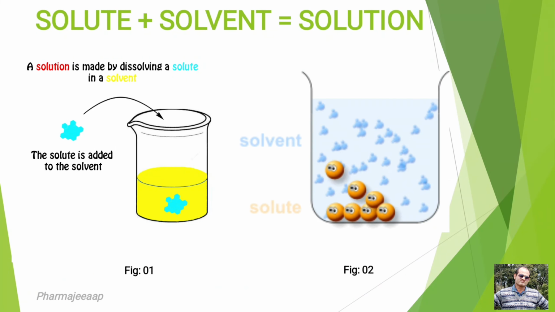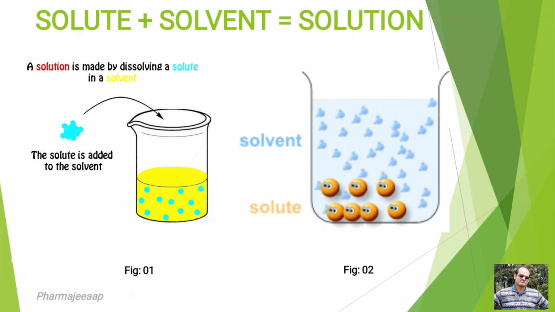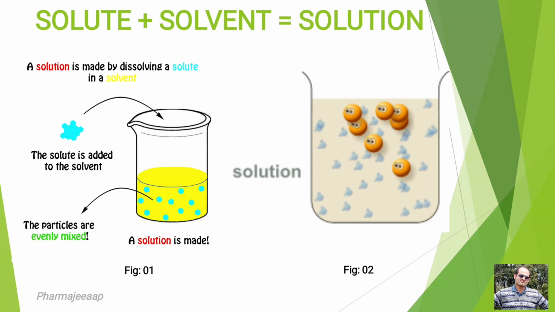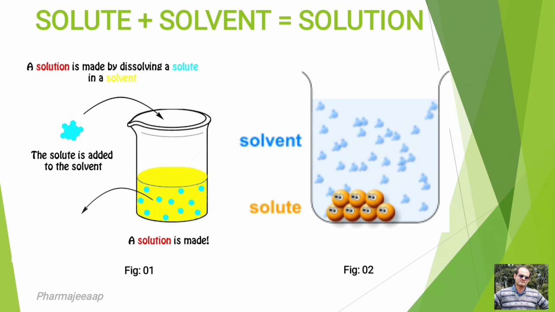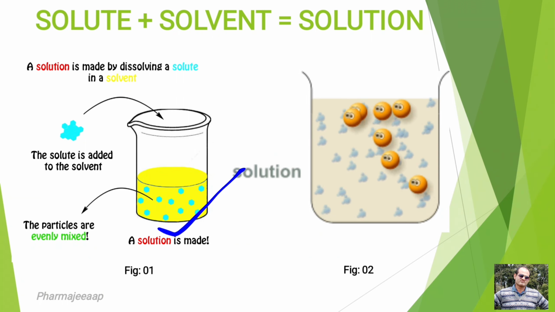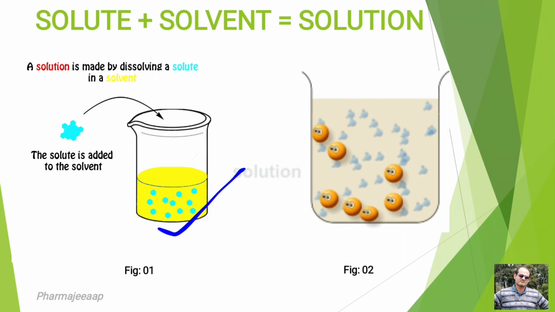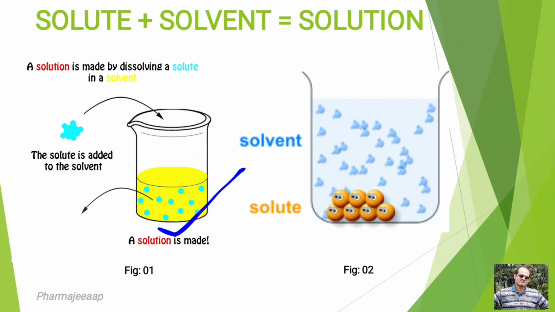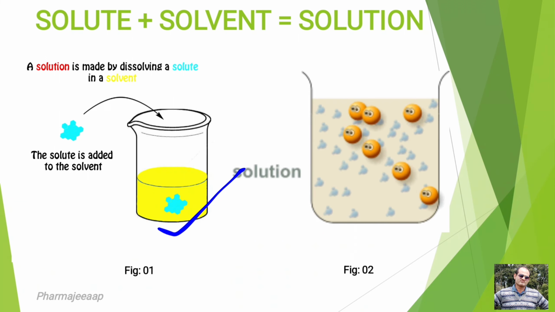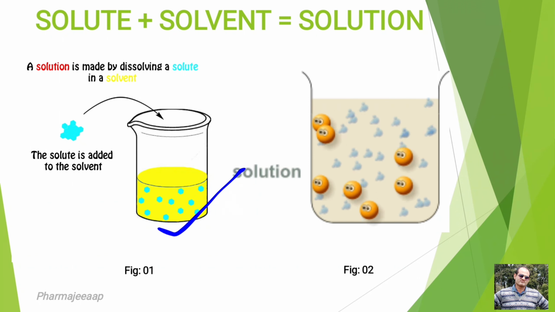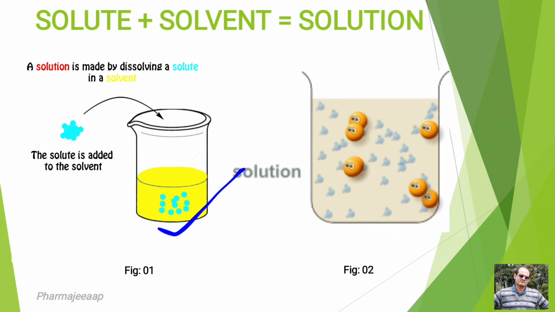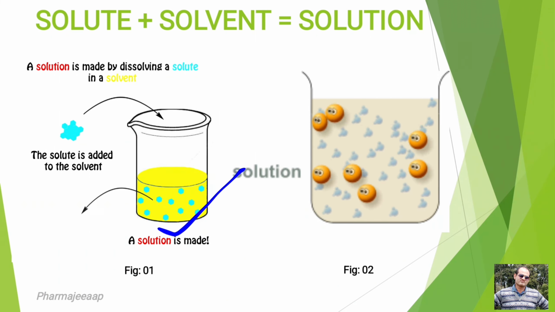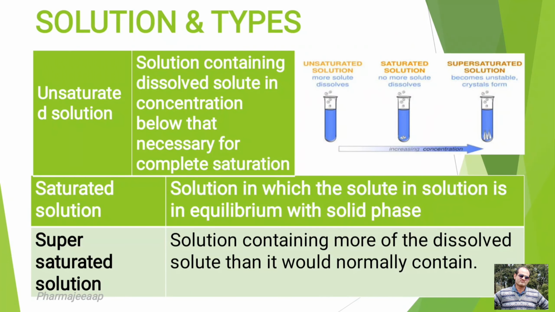This is solution. When solute is dissolved in solvent, it forms a solution. So as we know, when solute is mixed with or dissolved in solvent, it forms solutions. In figure 1, solute is dissolved in solvent. The blue color is solute, dissolved in solvent to form solution. Here the solute particles are evenly or uniformly mixed. In figure 2, solute is uniformly distributed in the solvent to form solution.